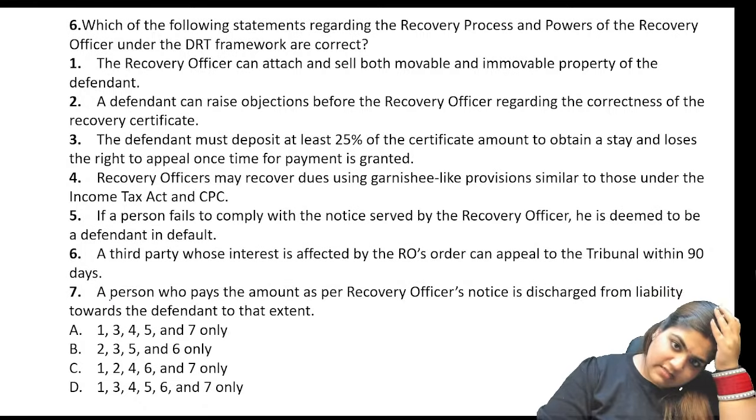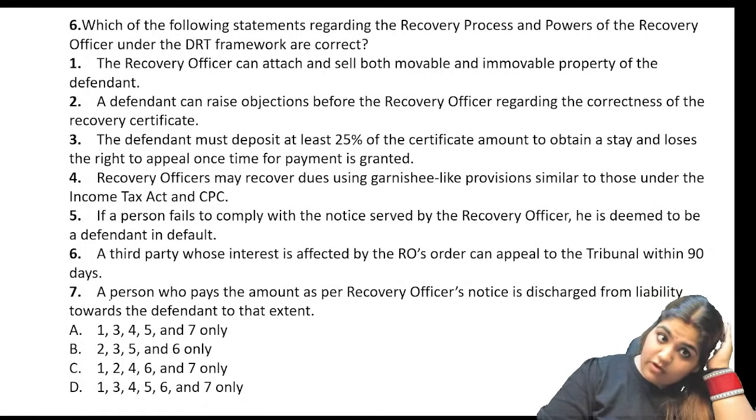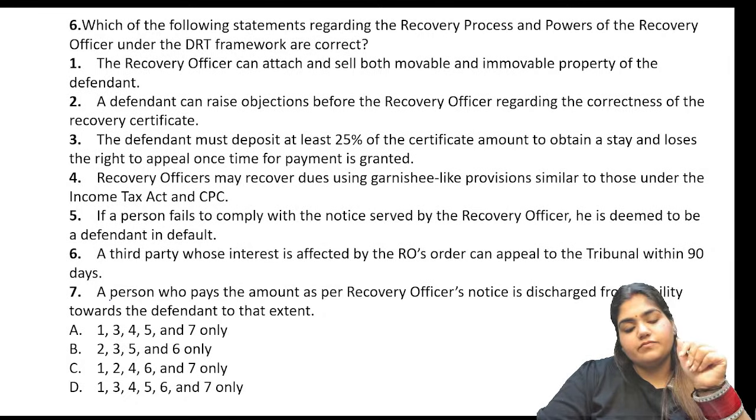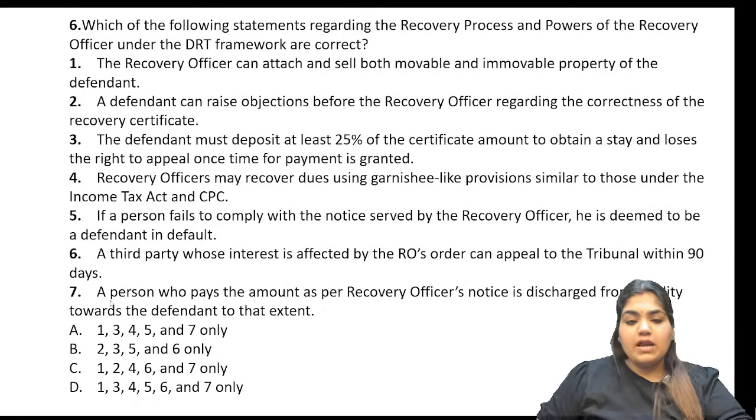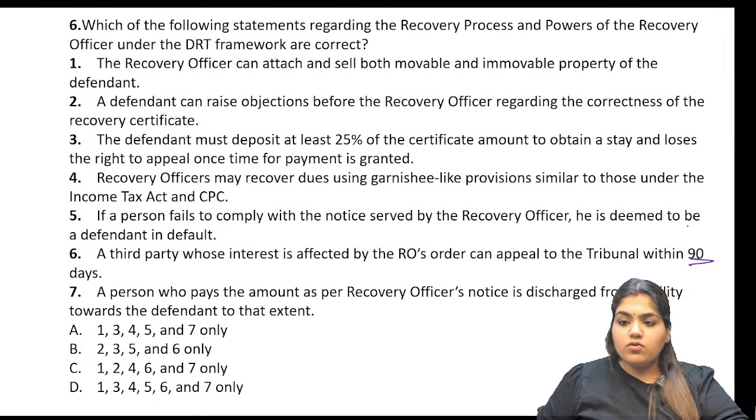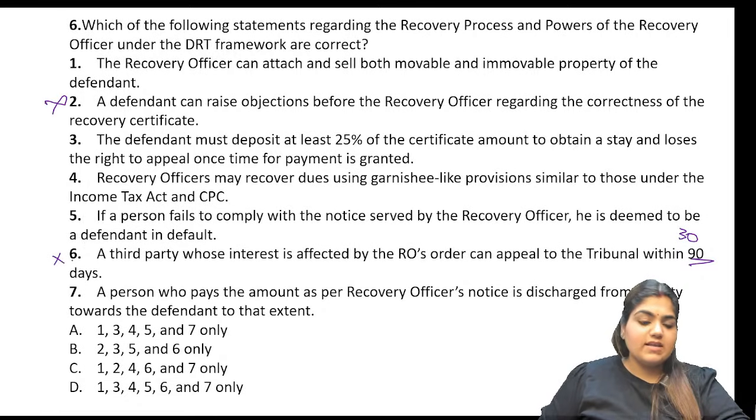Which of the following statements regarding the recovery process and the power of recovery officer and DRT are correct? Statement number 1 is correct. Statement number 2 is not correct. The defendant is barred from raising any dispute before the recovery officer regardless of the correctness. Statement number 2 is incorrect. And this is to the tribunal within 30 days. We go to the tribunal within 30 days. Statement number 6 is also incorrect. 2 and 6 are incorrect. Wherever 2 is mentioned or 6 is mentioned, let's eliminate that and A is going to be the correct answer.